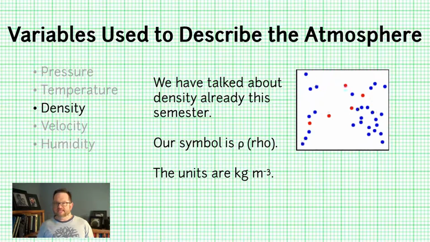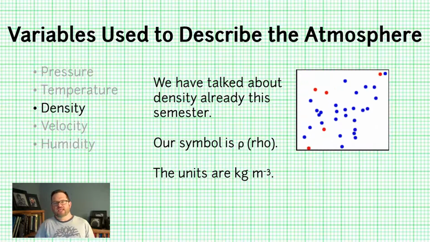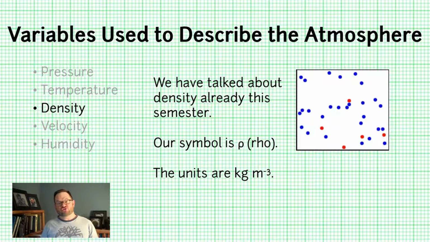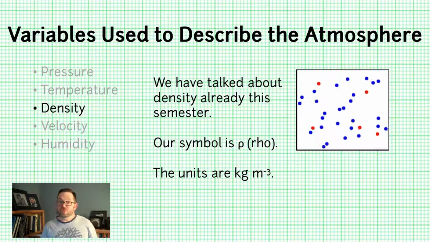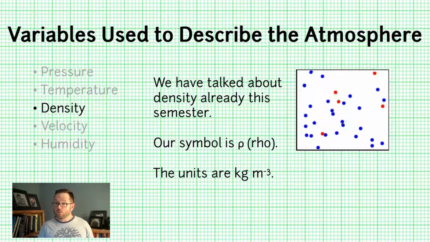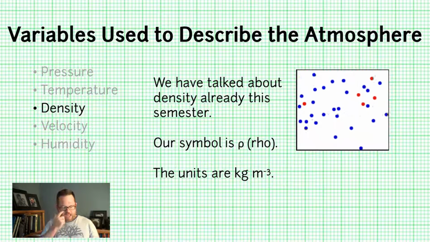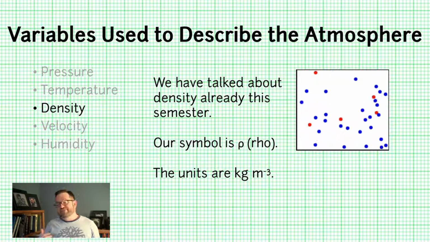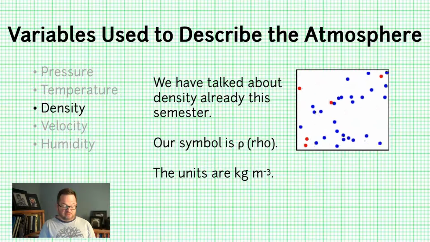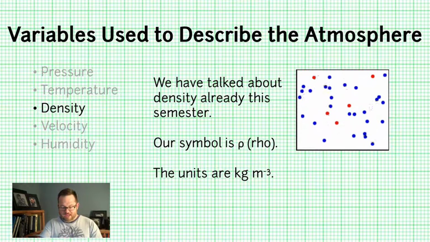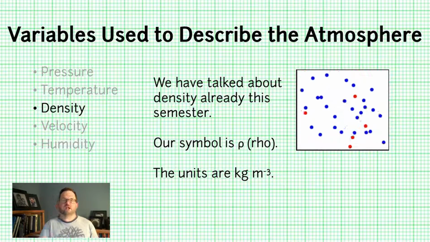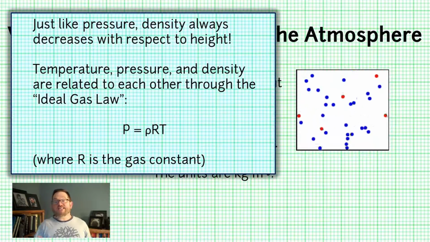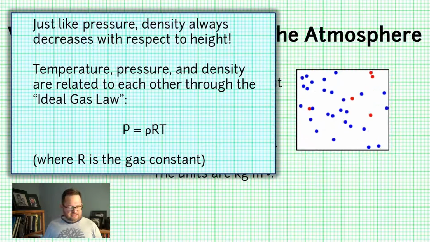Okay, density. Density is another state variable that describes what the gases are doing. We've already talked quite a bit about density this semester, so I'm not going to get too bogged down about it. We'll remember that our symbol for density is rho. When it's typeset, it kind of looks like a lowercase p. We already talked about the fact that the units of density are kilograms per cubic meter, where in a cubic meter, you know how many kilograms of the gas or whatever are in there. And just like pressure, density always decreases with respect to height.